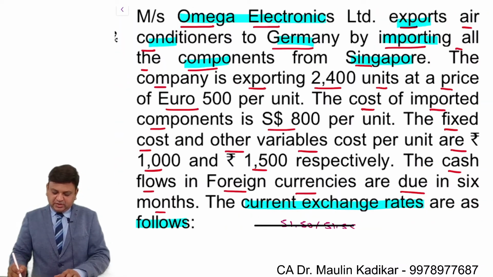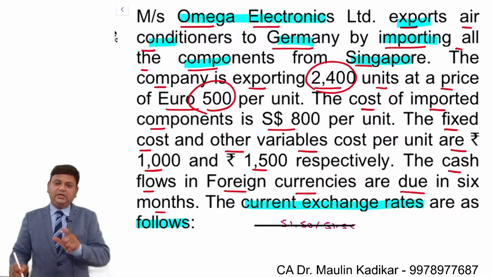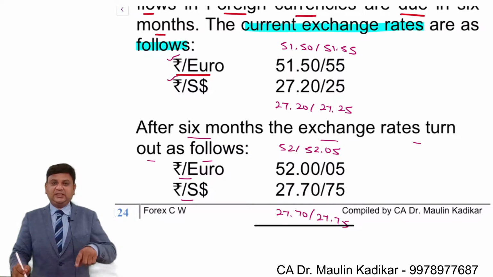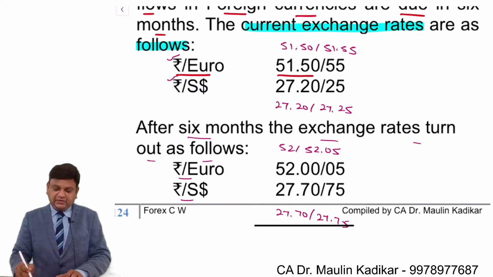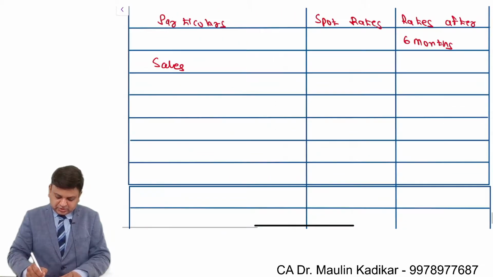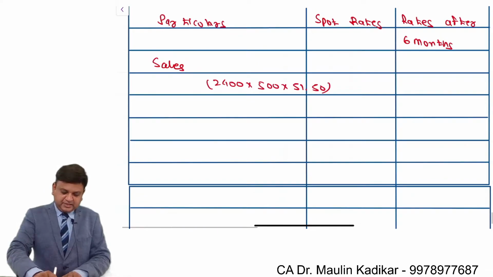We understand, friends, over here that it's 2400 units and selling price is 500. So 2400 into 500, product of both of them is the sales value. If at all we use the spot exchange rate, we understand it is sell of euro and purchase of rupees. Then in that case we will get 51.50. So over here 2400 into 500 into 51.50. That is the way we are required to compute the current sales value.